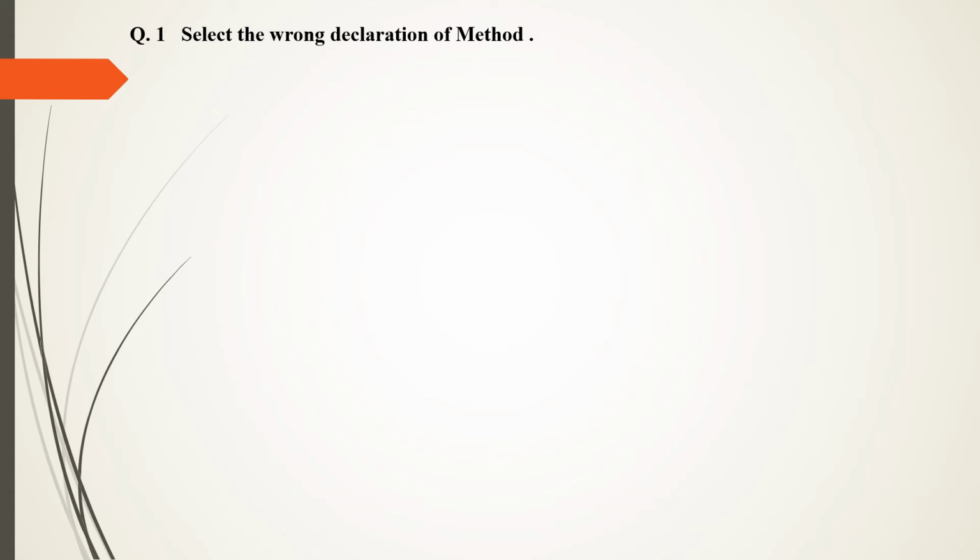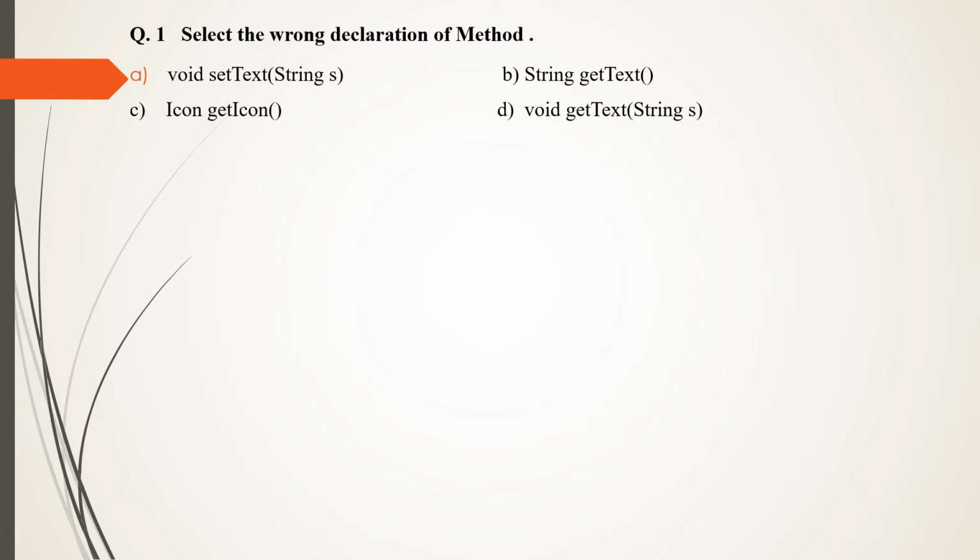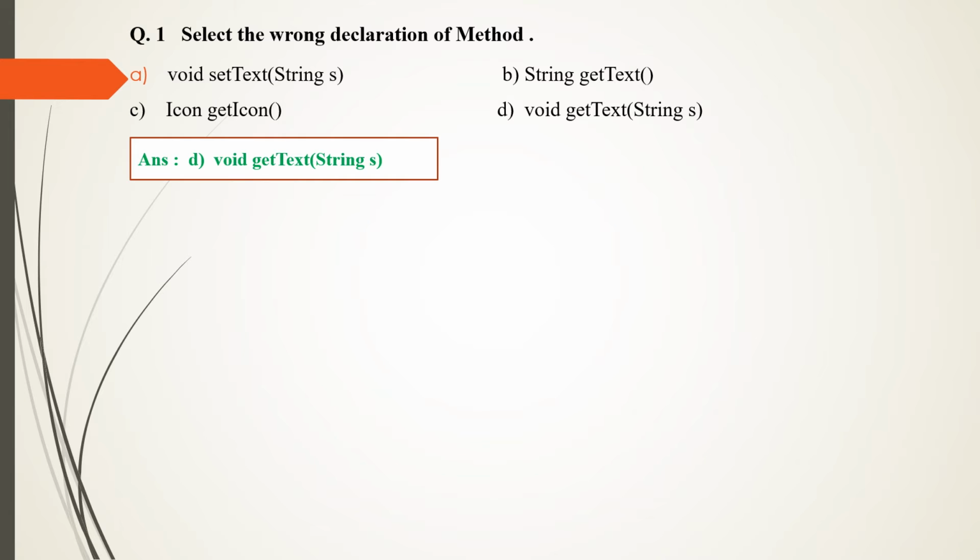Next we have some MCQs. First MCQ: select the wrong declaration of a method. The options are: void setText with one parameter, String s; second option, String getText, no parameter; third option, Icon getIcon; and last option, void getText with parameter String. So the last method declaration is wrong because the getText method returns one value, a String value. So void is not the return type of the getText method.